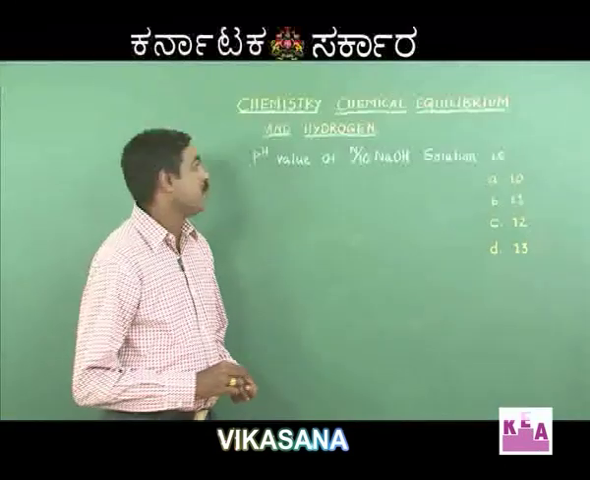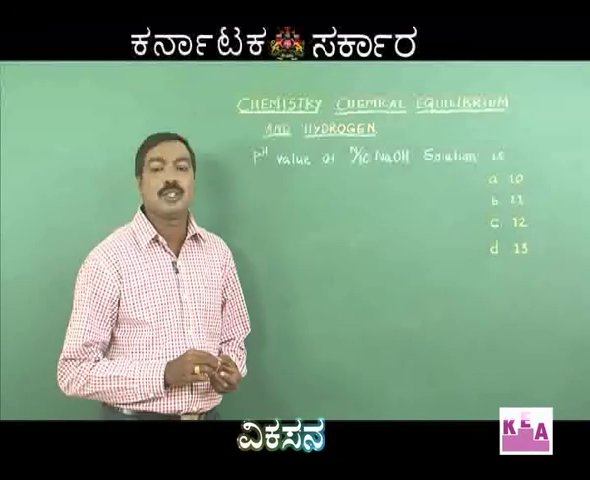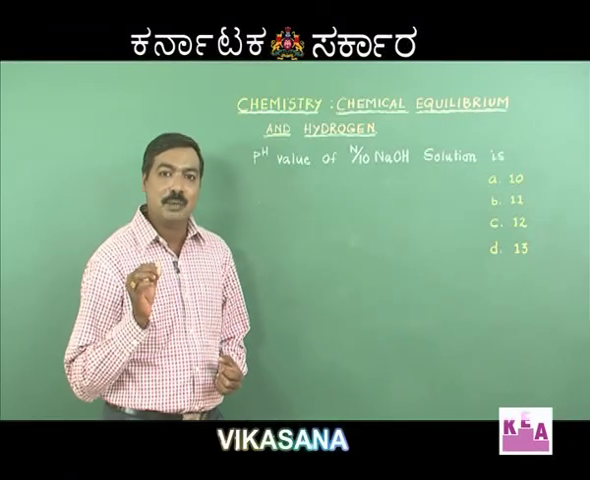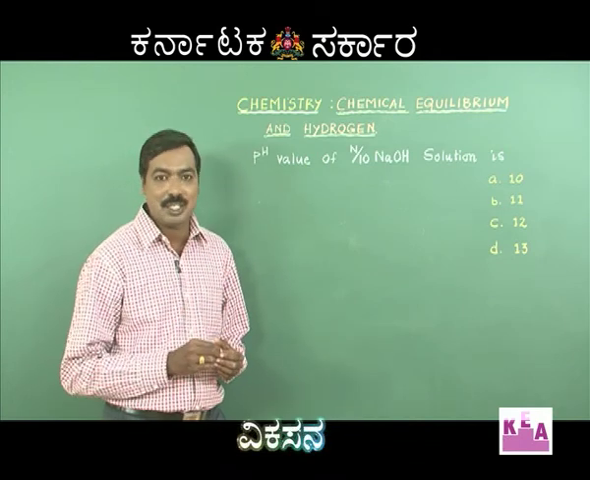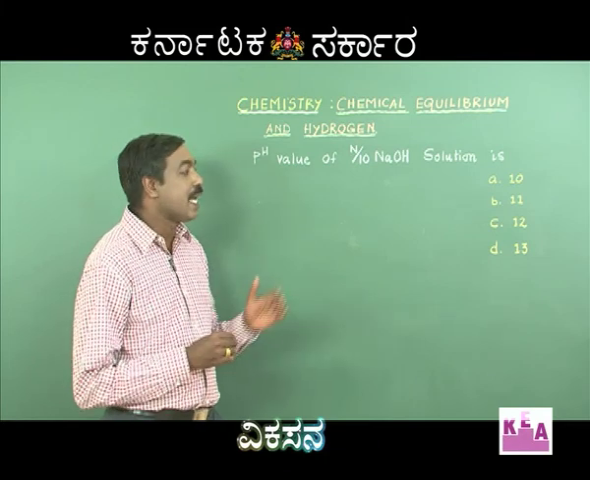Our next question: pH value of decinormal solution of NaOH solution is? Very interesting question. They ask you to calculate the pH, but they have given a decinormal NaOH solution. For a NaOH solution, you can calculate pOH. First calculate what is the pOH of the NaOH solution. After that, using the relation pH plus pOH is equal to 14, we can arrive at the answer.